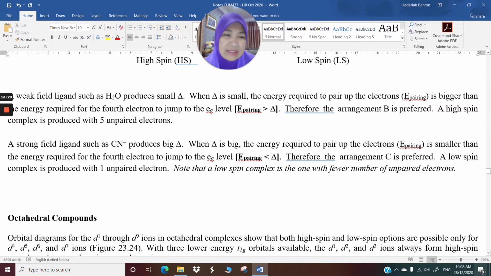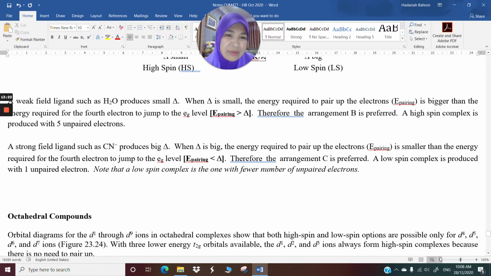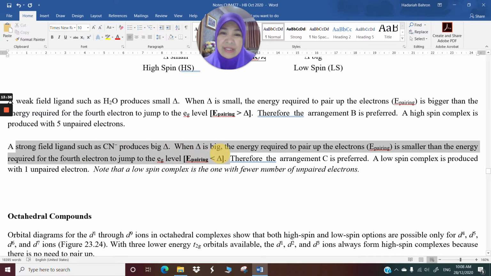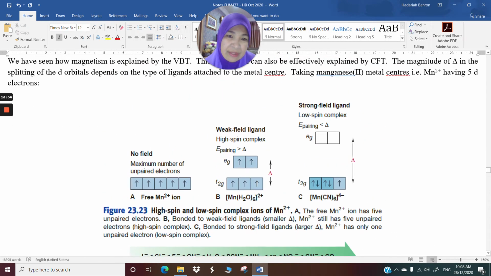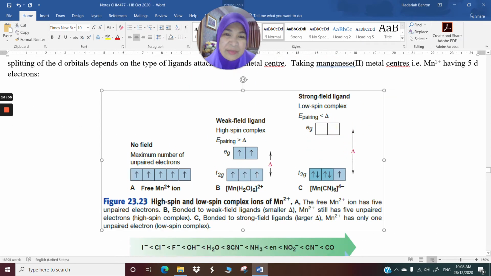Now, a strong field ligand, this is actually introduced, this is explaining what I have explained to you. A strong field ligand such as CN- produces a big delta. When delta is big, the energy required to pair up the electrons, or E pairing, is smaller than the energy required for the fourth electron to jump to the EG level, where E pairing, the energy for pairing up, is smaller than delta. Therefore, arrangement C is preferred. This arrangement C here. This is the arrangement C.